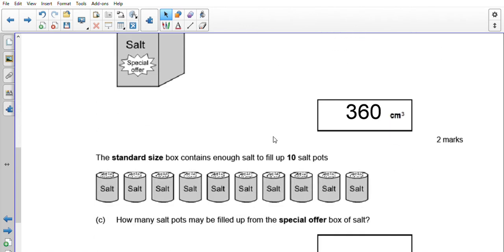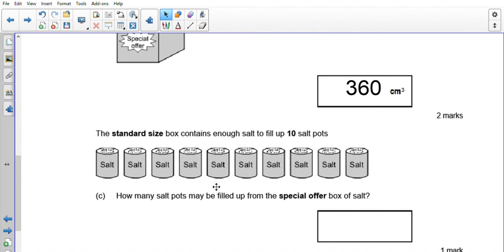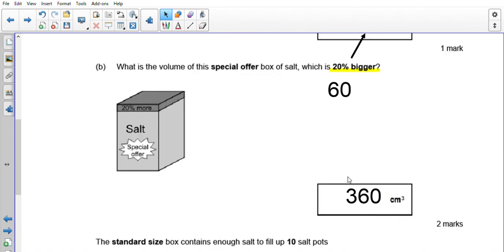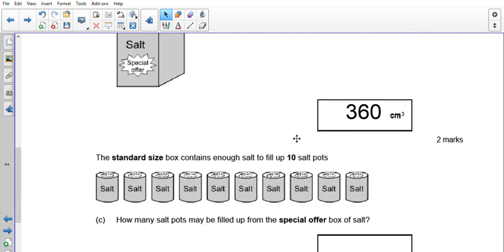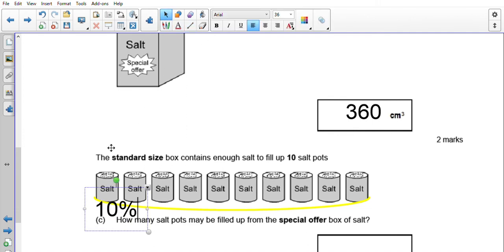Okay. The standard size box of salt contains enough salt to fill up 10 salt pots. How many salt pots can be filled up with a special offer box of salt? Okay, so if we're thinking percentages, this is 20% bigger, fine. If I think here though, this is interesting, and again, this is all to do with identifying, all to do with spotting your links here. If I've got 10 salt pots here, that kind of says to me that each one of these is going to be 10%.